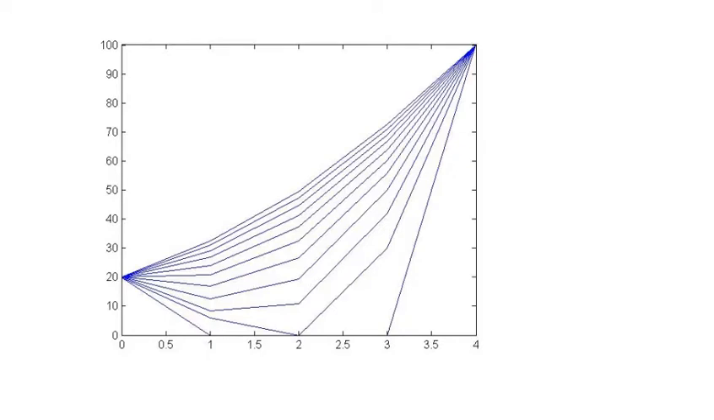And this is the result showing the initial temperature profile and a series of profiles as the temperatures increase in the wire approaching the steady state straight line between 20 and 100.